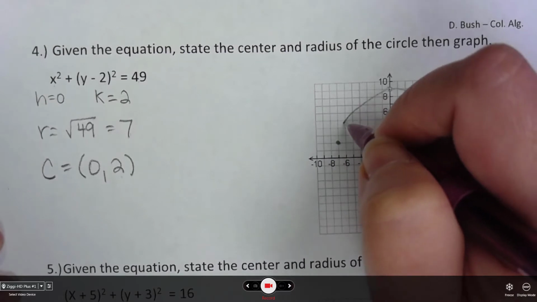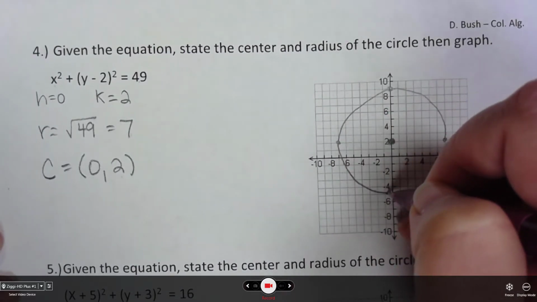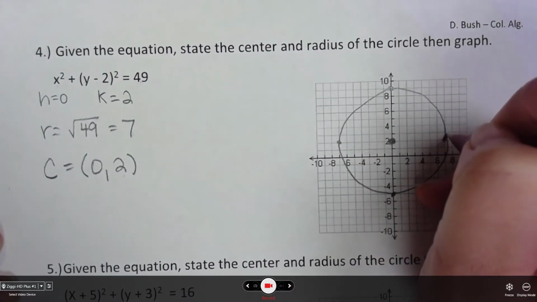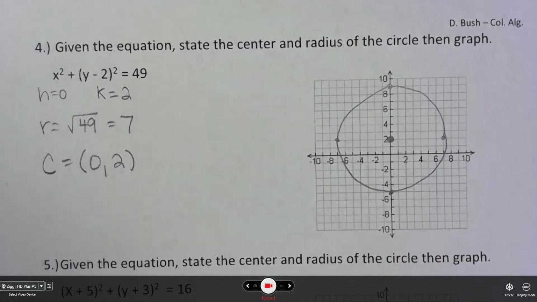I'm pretty terrible at drawing these circles. Mine always look like some kind of flattened egg or something.